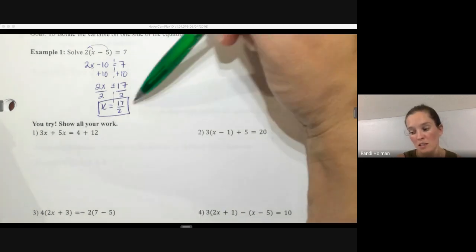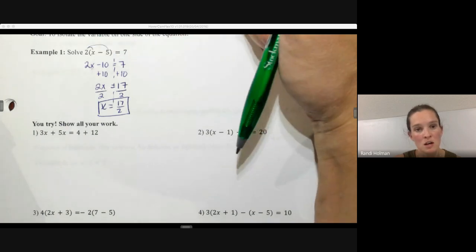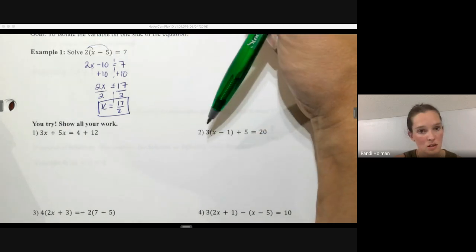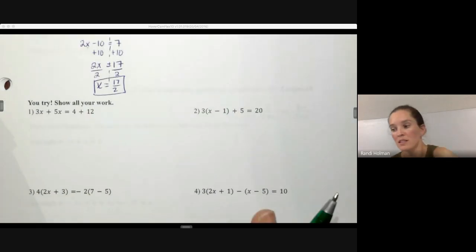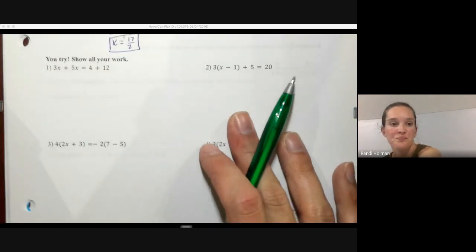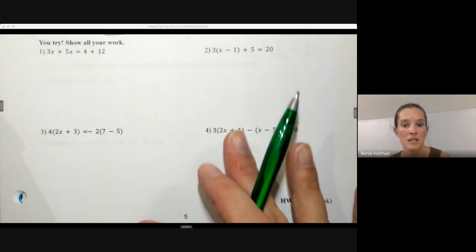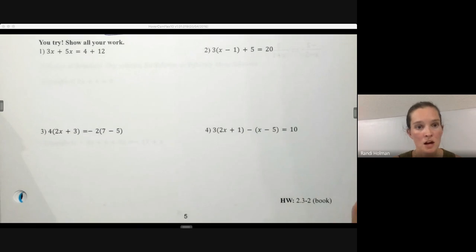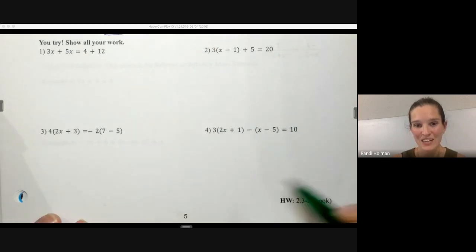Again, if you wanted to check to see if it's true, you could plug it back in here and simplify that equation to make sure you get 7. Using your calculator for that is a great idea. Okay. Let's try some more here. Okay, now would be a great time to pause the video, try these on your own, and then come back and check your work. So this would be a great time to pause and then restart once you've finished these 4 problems.